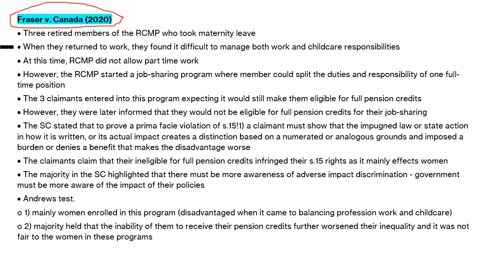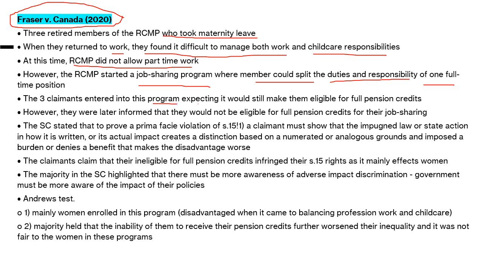So in this case, there were three retired members of RCMP who took maternity leave. When they returned to work, they found it difficult to manage both work and childcare responsibility. At this time, RCMP did not allow part-time work. RCMP started a job sharing program where members could split the duties and responsibilities of one full-time position. These three claimants entered into this program expecting it would still make them eligible for full pension credit. They were later informed that they would not be eligible for full pension credit for their job sharing.